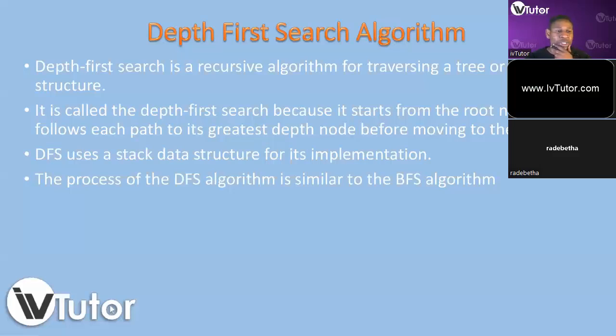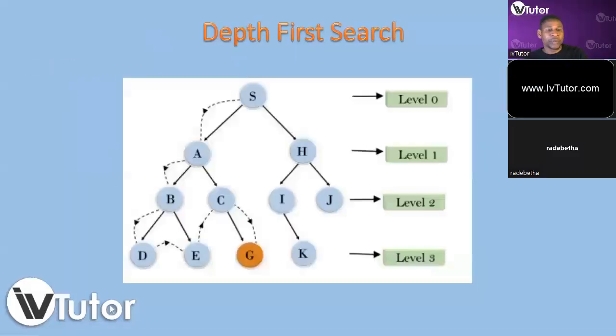It starts at the root node and it will follow the path to the deepest node before moving to the other node. So here we're going to use a last in first out queue structure, and let's see how it works. Come back here. So you're going to have S coming in, and then it's going to be expanded. Once it's expanded, you're now going to have A and H.